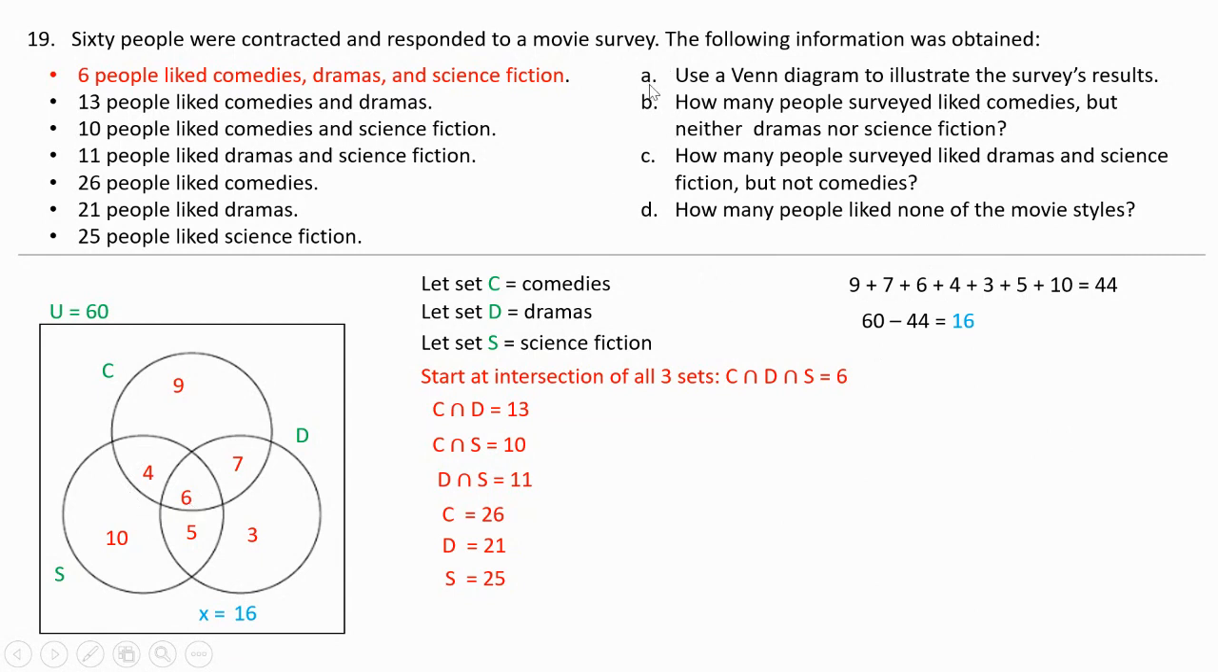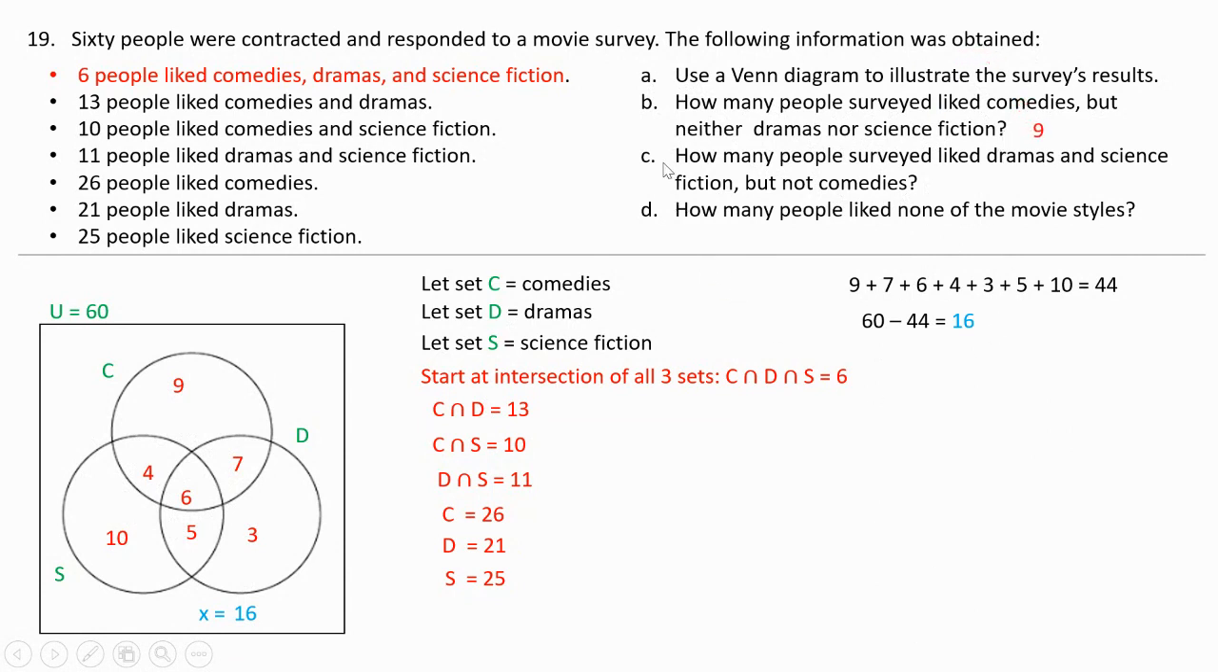Now let's answer the question. So for part A, this is the answer for part A. There's my Venn diagram. For part B, how many people surveyed like comedies, but neither drama nor science fiction? So how many people like comedies? So we go to the comedies here. How many people like comedies, but not dramas nor science fiction? So the answer will be 9.